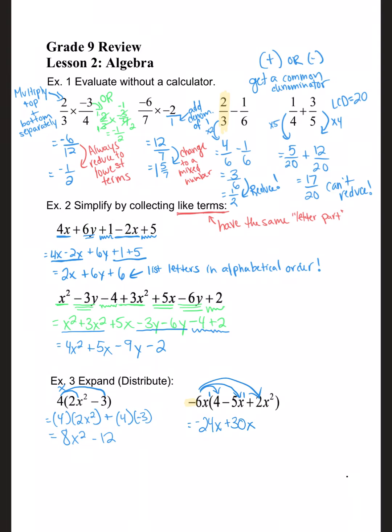And then finally we have a negative 6x times a positive 2x squared. So negative 6 times a positive 2 is going to be a negative 12x. And then again, we're going to add those exponents. So we have an exponent of 1 and an exponent of 2. So you're going to get an exponent of 3.